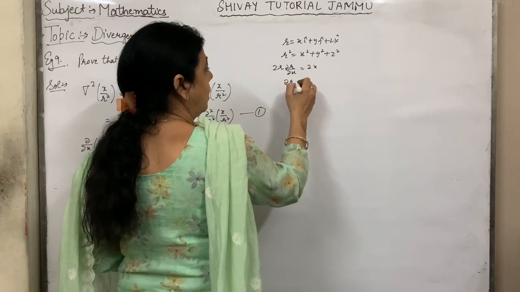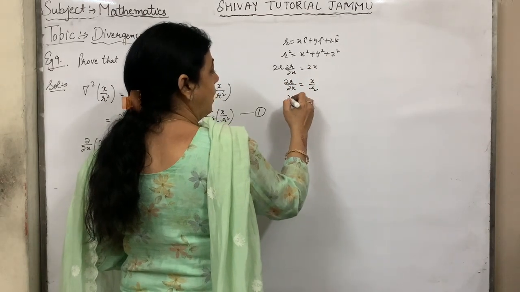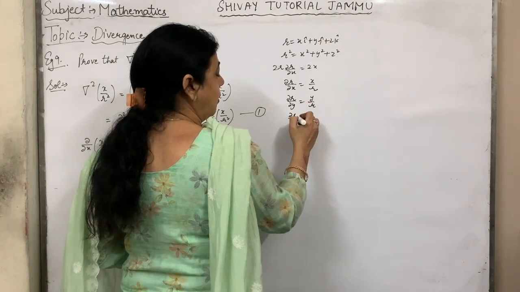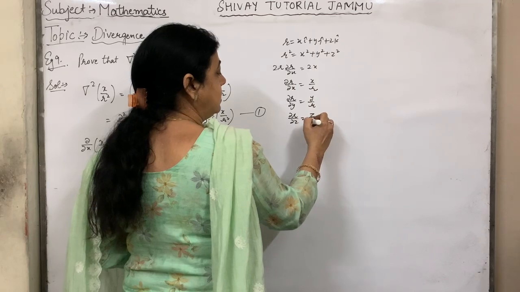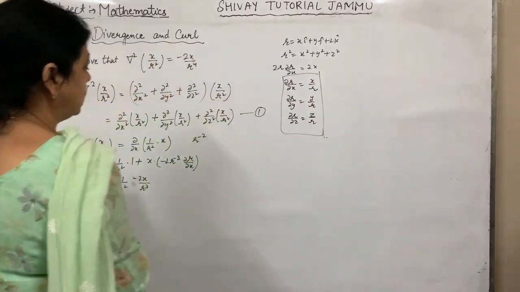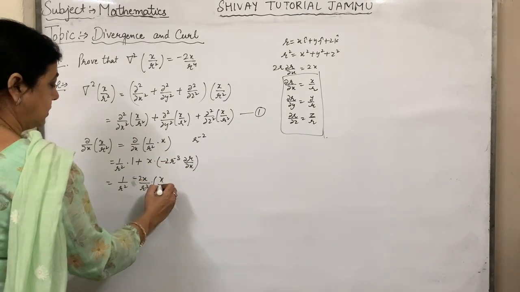So ∂r/∂x will be x/r. And ∂r/∂y will be y/r. So ∂r/∂z will be z/r. These formulas you have to remember. You will use these formulas directly. And ∂r/∂x is x/r.